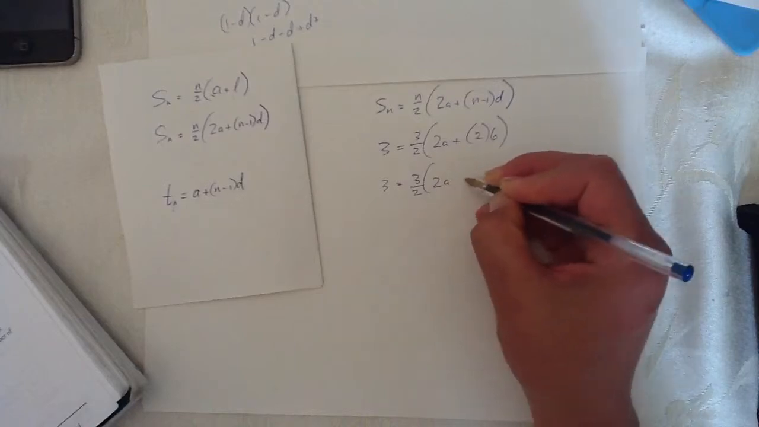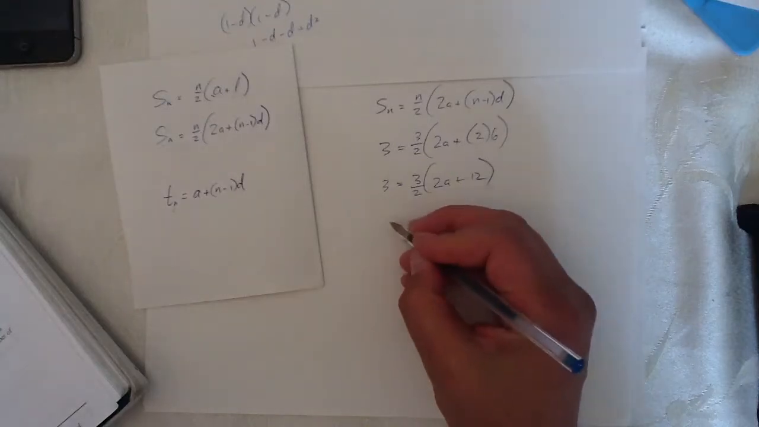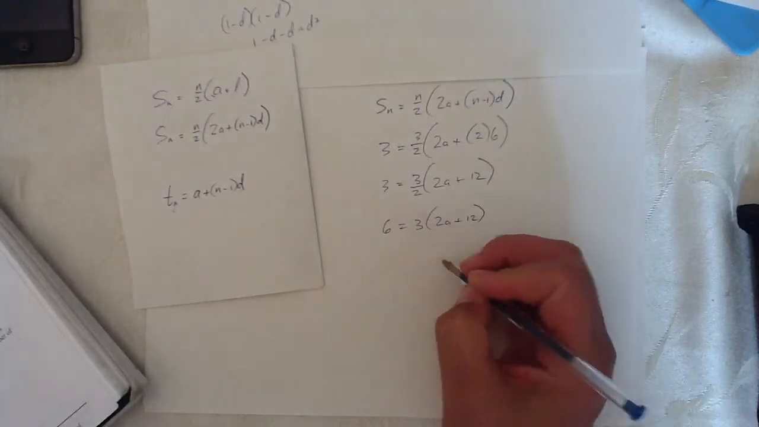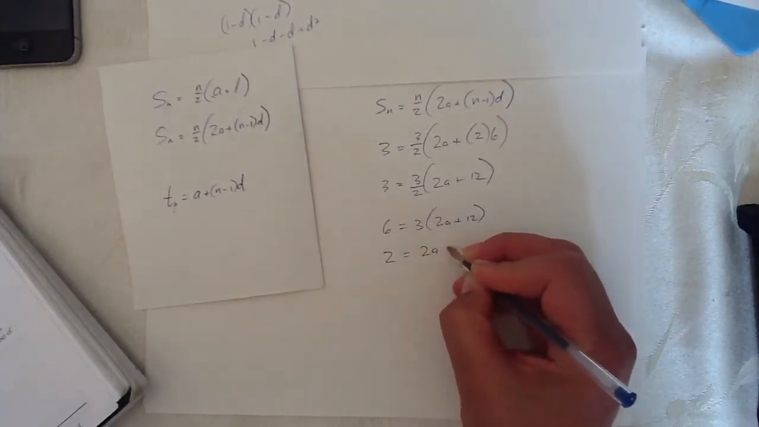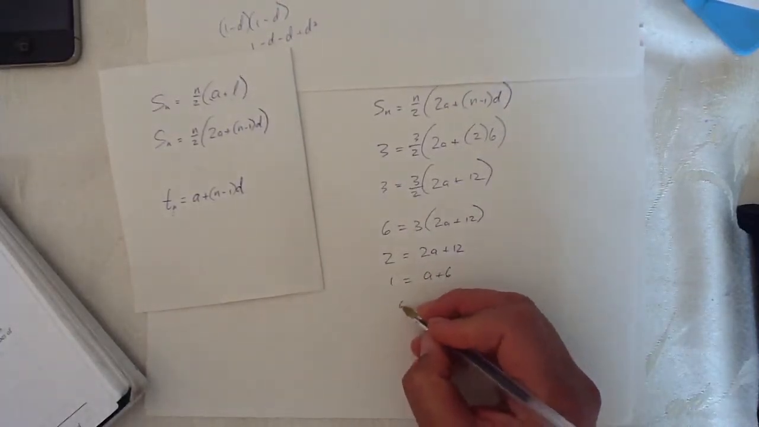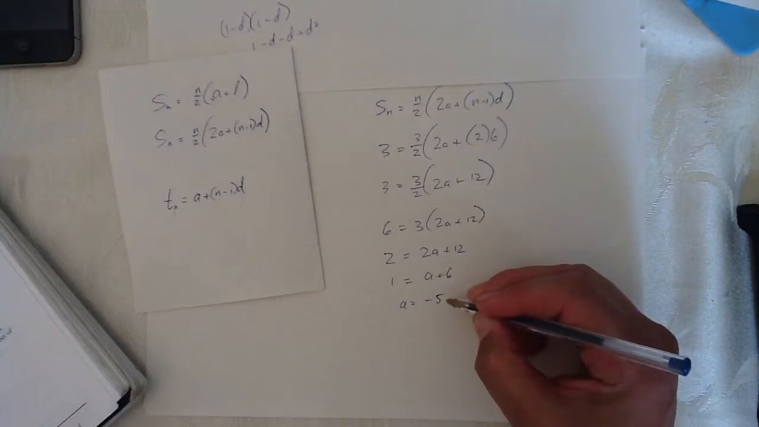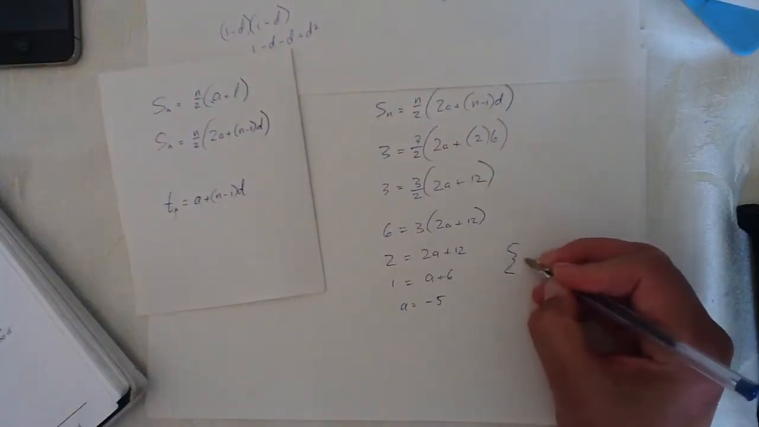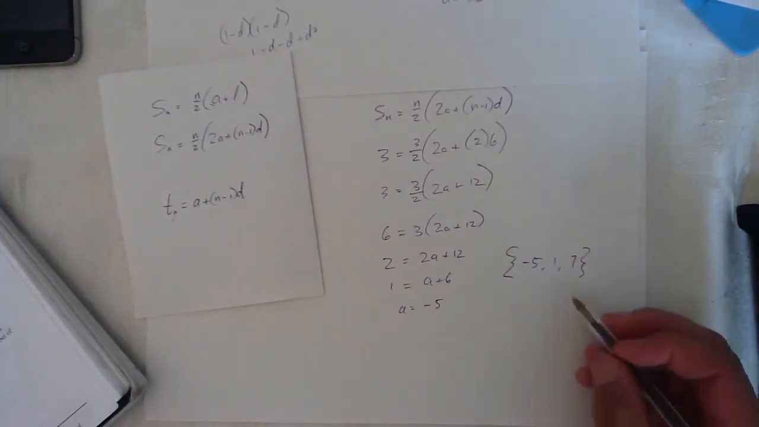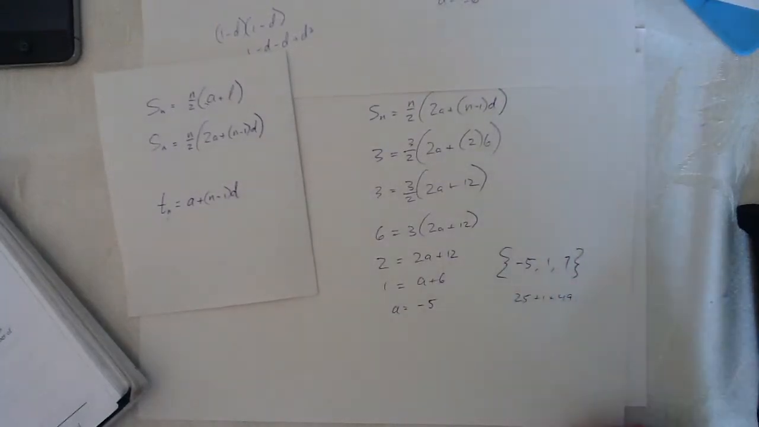over 2 times 2a plus 12. We can multiply both sides by 2, and we get 6 equals 3 times 2a plus 12. And divide both sides by 3, we get 2 equals 2a plus 12. We divide both sides by 2, we get 1 equals a plus 6, and we get a equals negative 5. So if a equals negative 5, then our series should be negative 5, 1, and 7. And let's see, do those add up to 3? Yes, they do. And do their squares add up to 75? That would be 25 plus 1 plus 49, and that does.